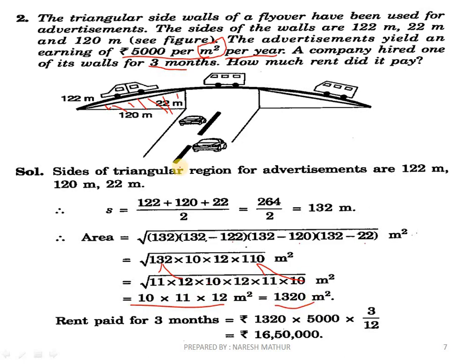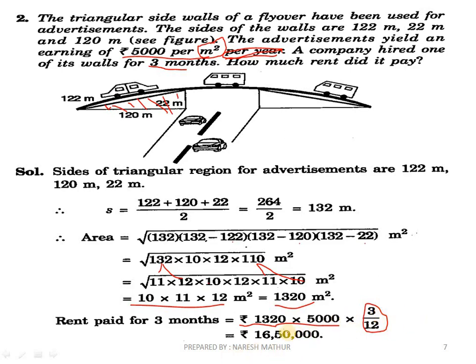Now the question is, how much rent did it pay? So the rent was 5000 rupees per meter square. So what we are going to do, we'll multiply the area with the cost, but the rent of 5000 was for the whole year. It was used only for 3 months, so we have to convert the 3 months into years. That's why we multiply by 3 by 12. It means 1/4.